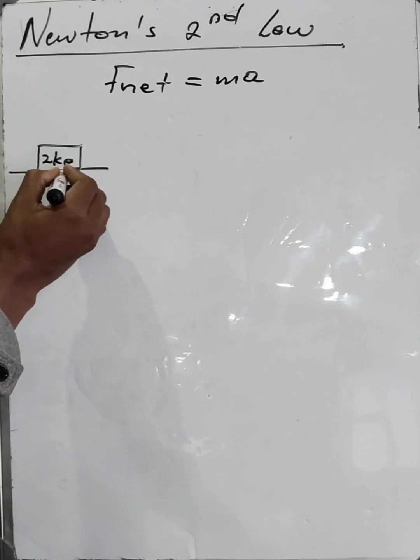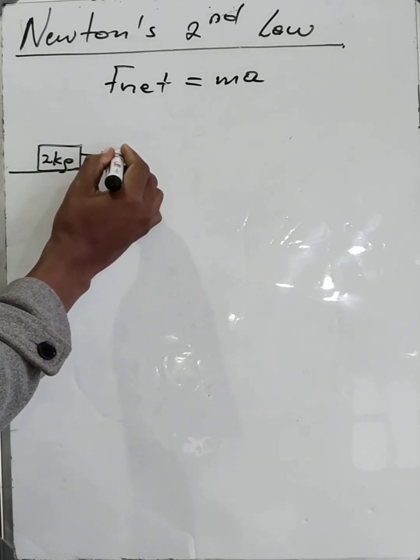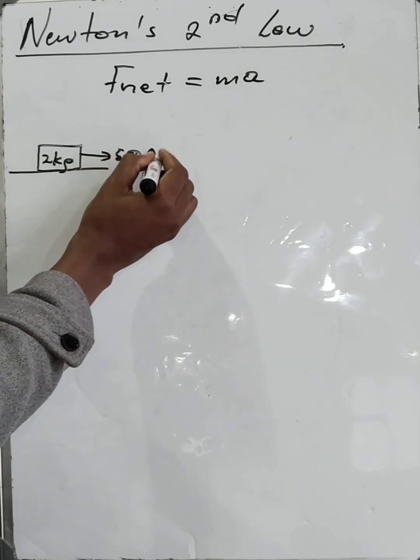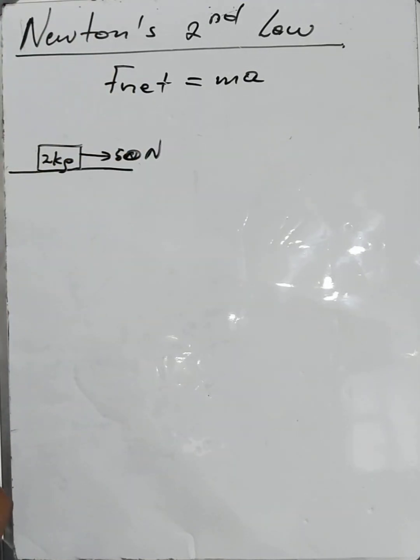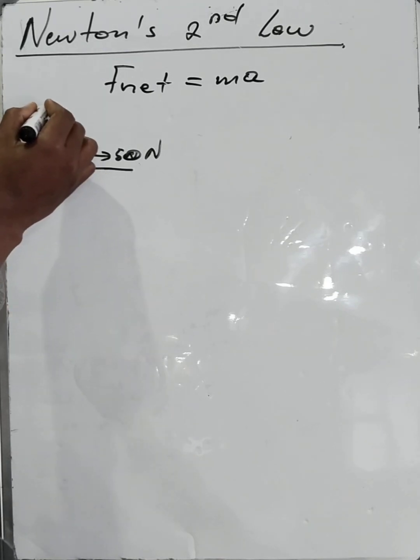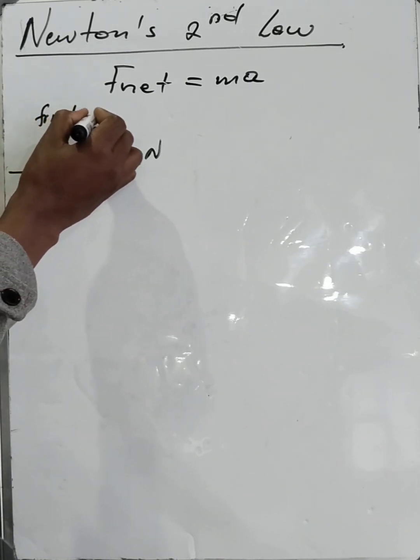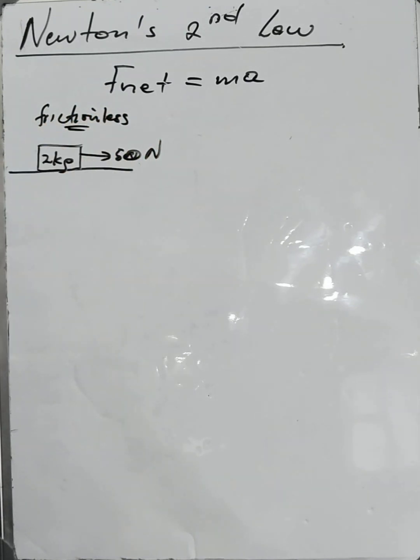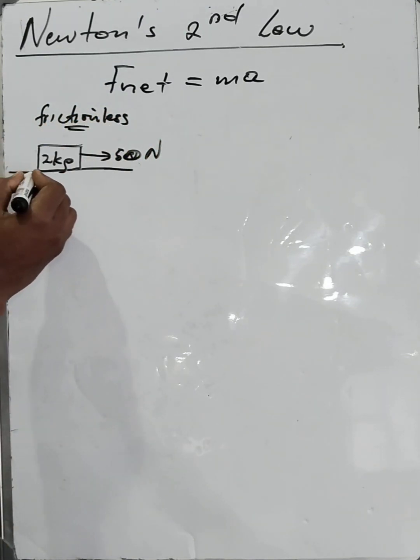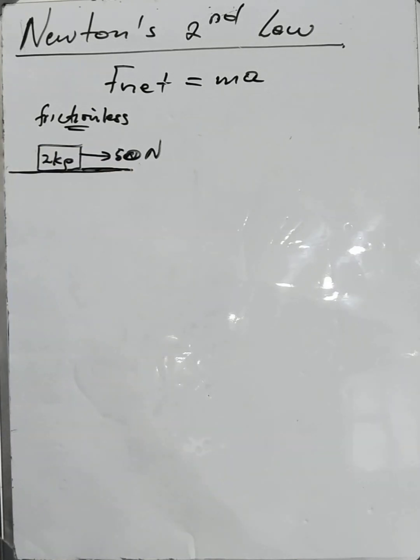2 kgs. The force applied is 50 newtons, right? So the first question that can be asked, besides defining Newton's first, second, or third law, or normal force or frictional force, is to draw a labeled free body diagram. Let's assume that the surface is frictionless in this case. So when you draw a free body diagram, there is no friction here, okay?